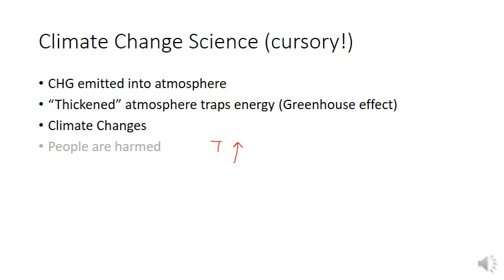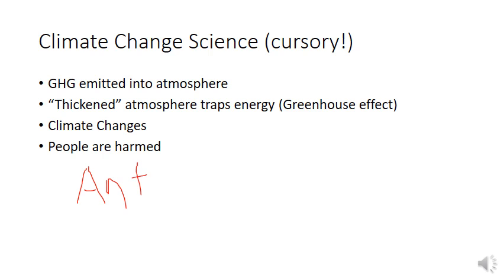Some entities are slightly better off, many are worse off, but the upshot of all this is that people in general are harmed. And we'll talk about this more later, but remember, in this class, we talk about the environment from an anthropocentric point of view, meaning people are at the center of all of this. So that was a quick overview of the science behind climate change.